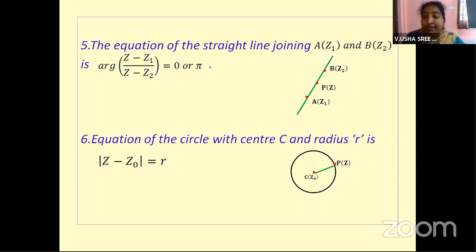Then the distance between the center and the point is nothing but the radius, isn't it? A radius is defined as the distance from the center to any point on the circle, right? That R is nothing but the modulus of Z minus Z naught, which is the distance between C and P, and that is your radius.